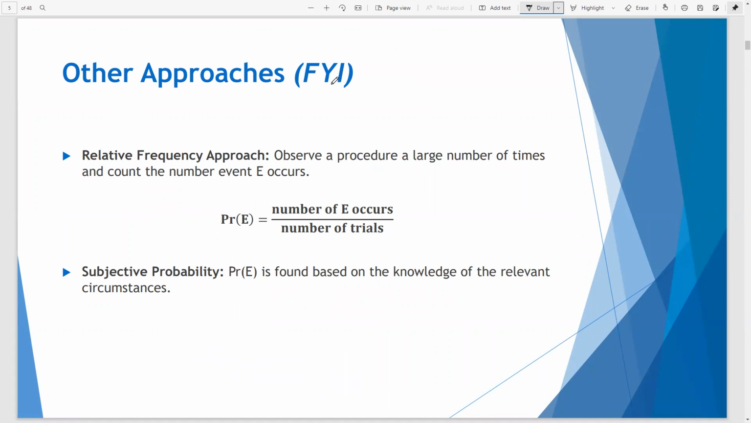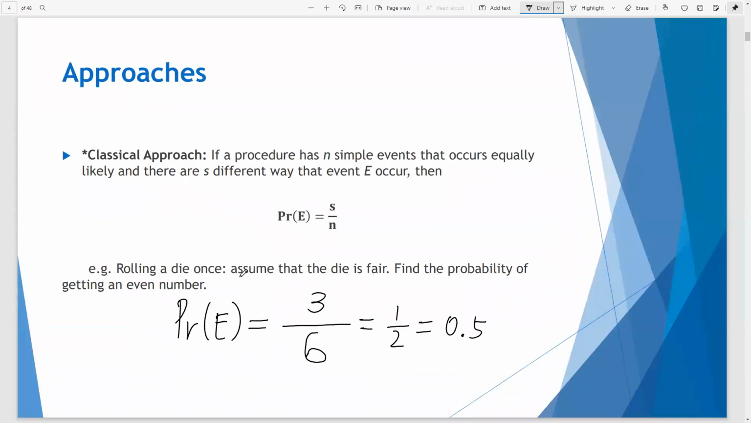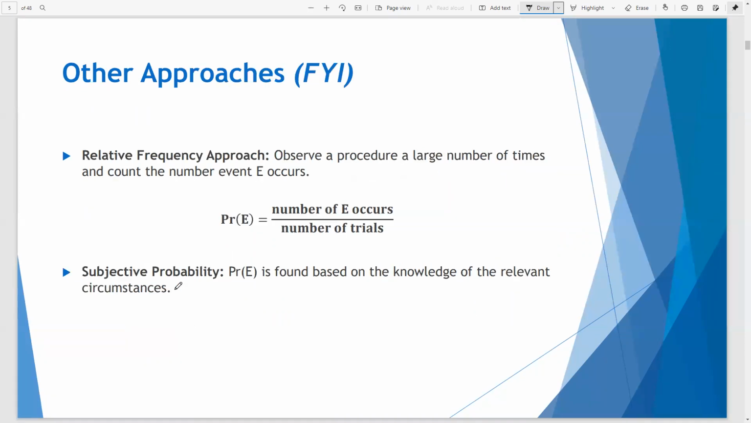Right, so other approaches, for information only: the relative frequency approach, when you observe the procedure a larger number of times and count the number of events that occur. Like when you roll the die once, ideally you get 50% to get an even number. Maybe you do the relative frequency approach, you do it a larger number of times. For instance, you roll the die maybe 1,000,000 times.